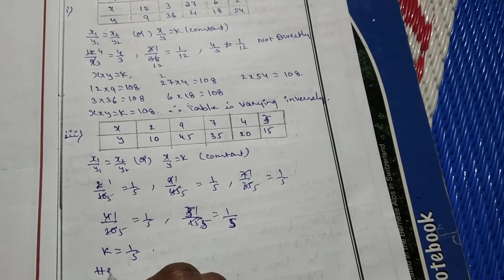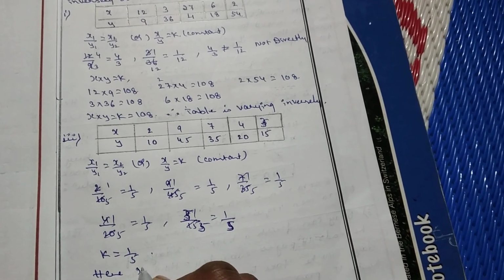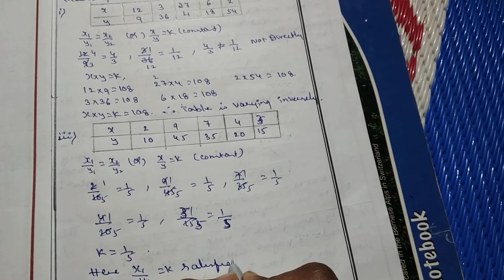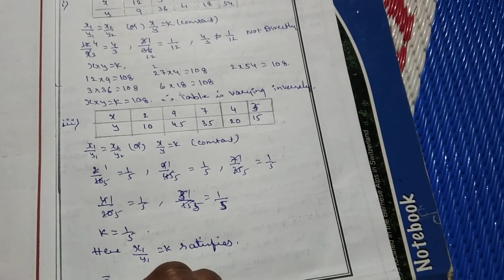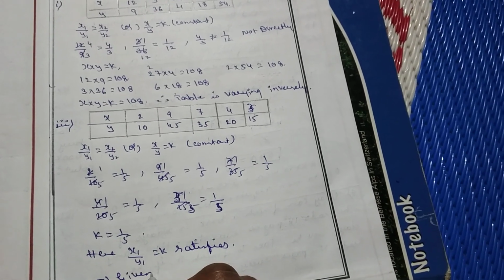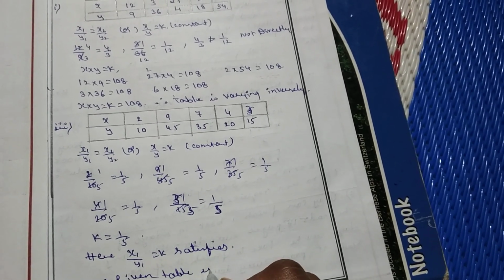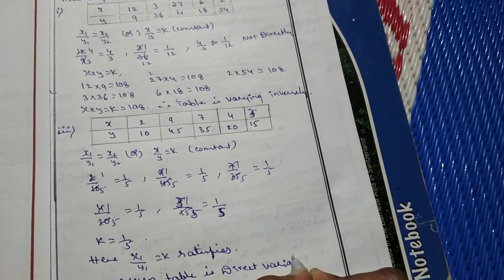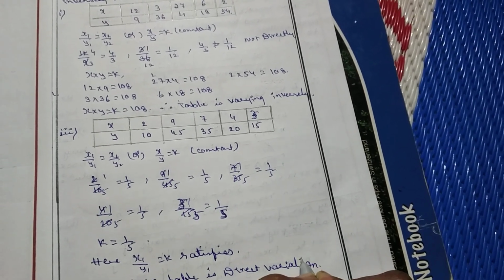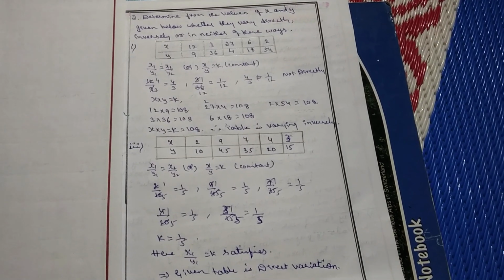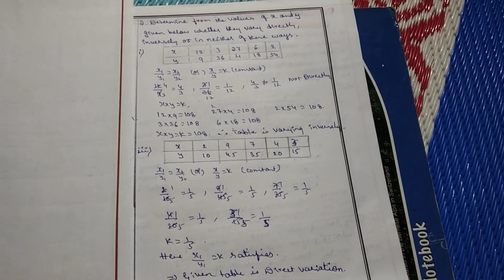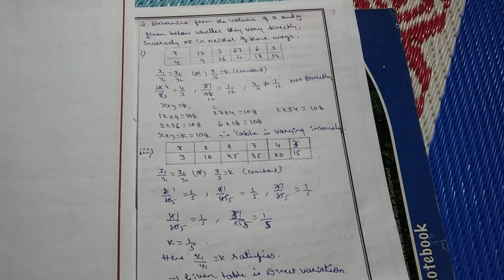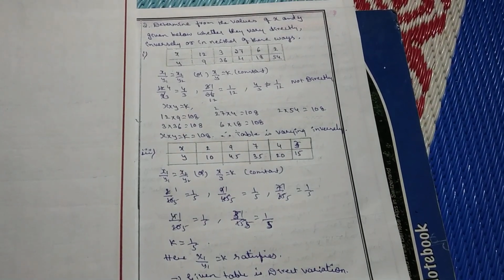So here x1 by y1 equals k is satisfied, which implies the given table is direct variation. This is how we need to solve, children, to check whether the table is direct or inverse variation. The second sub-question is homework, children, that you need to do on your own.